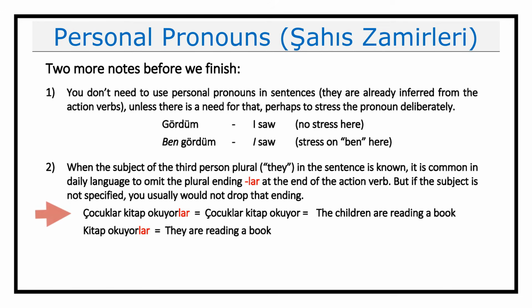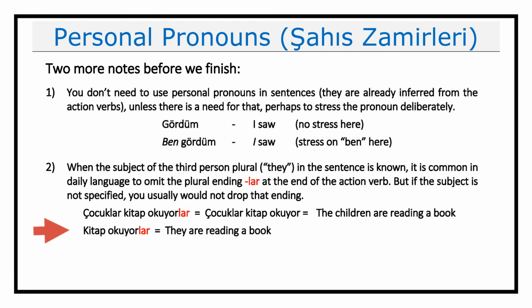The sentence "Çocuklar kitap okuyorlar" has the same meaning with the sentence "Çocuklar kitap okuyor," which means the children are reading a book. And here, dropping the ending lar at the end of the action verb doesn't change the meaning. In addition, both of the sentences are grammatically correct in Turkish. In the second sentence, kitap okuyorlar, which again means they are reading a book, we don't have a subject specified.